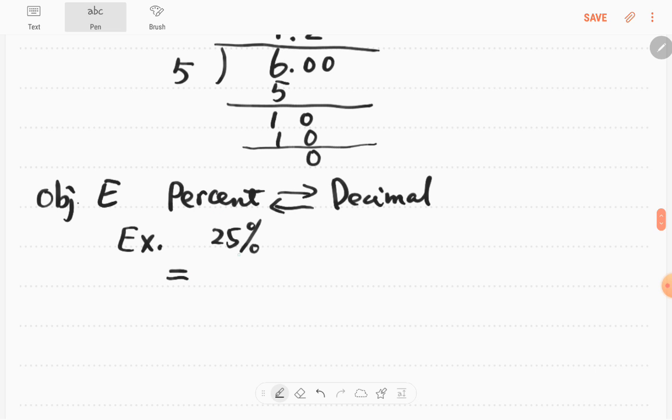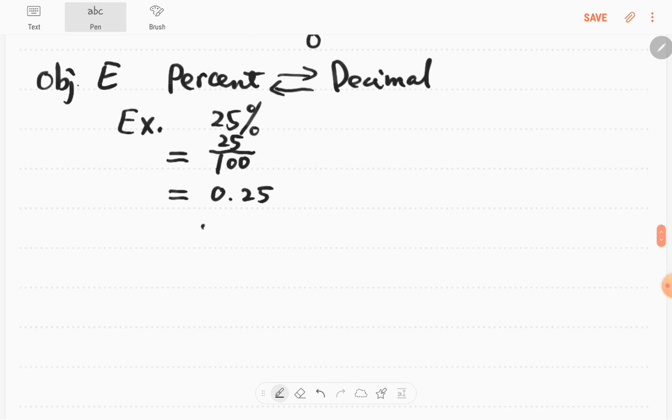So we know 25% is just 25/100. So we only need to write 25 first, then move the decimal point to the left twice because it's 2 zeros. So we move the decimal point to the left twice.